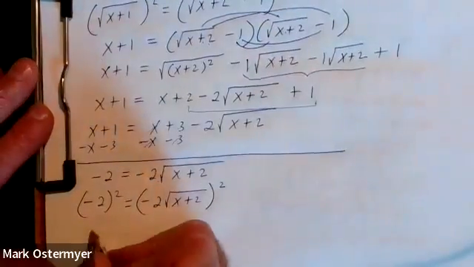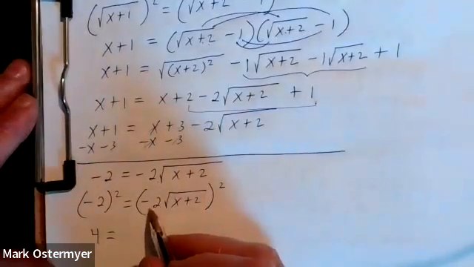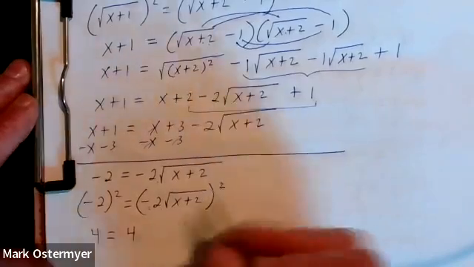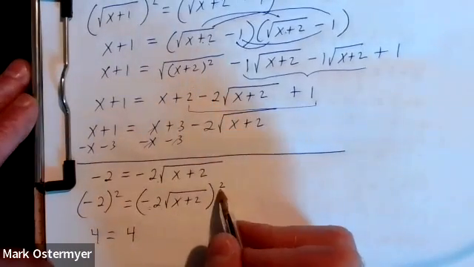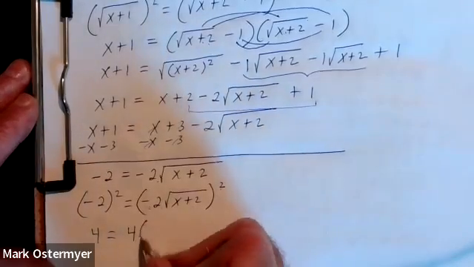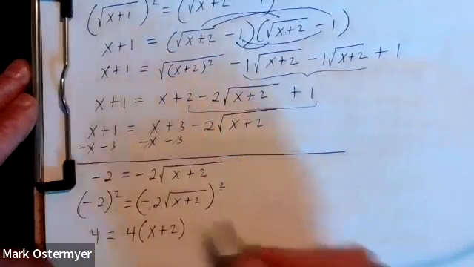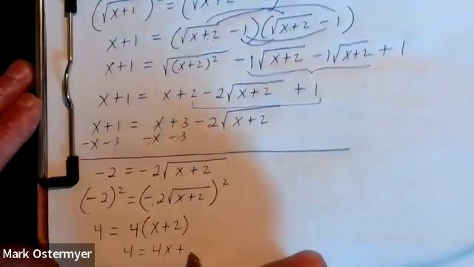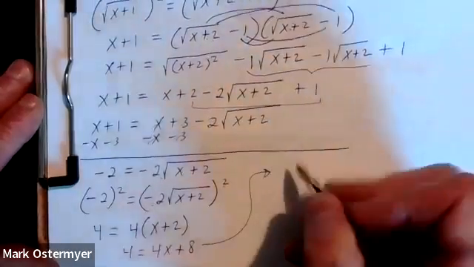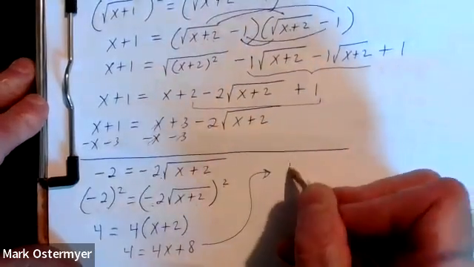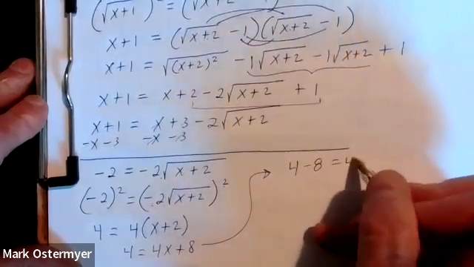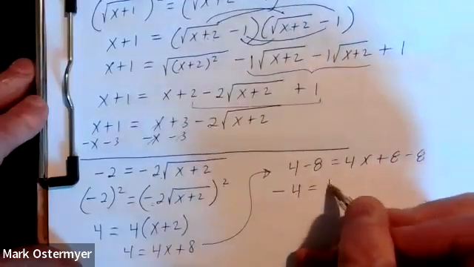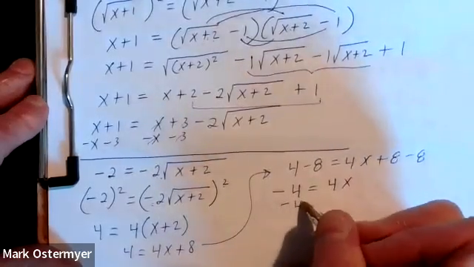The left side becomes +4. The right side has us taking -2 and squaring -2. -2 times -2 is a +4. And the square root of x plus 2 squared is just going to net us x plus 2. So we got our equation down to this. Distributing the 4 inside the parentheses here. Now we just solve for x. So we're going to subtract 8 from both sides. We get -4 is equal to 4x. Divide both sides by 4.